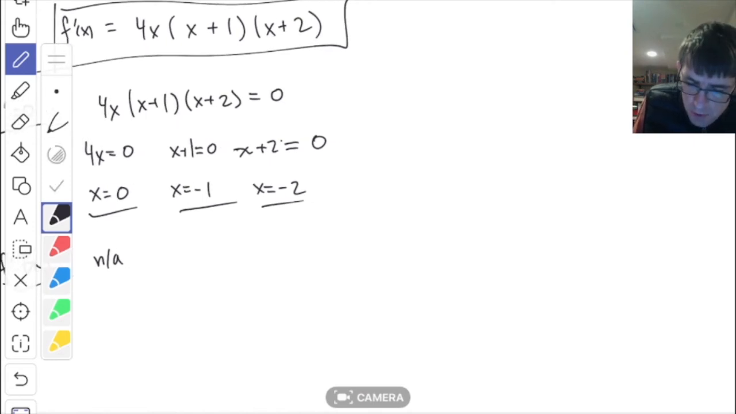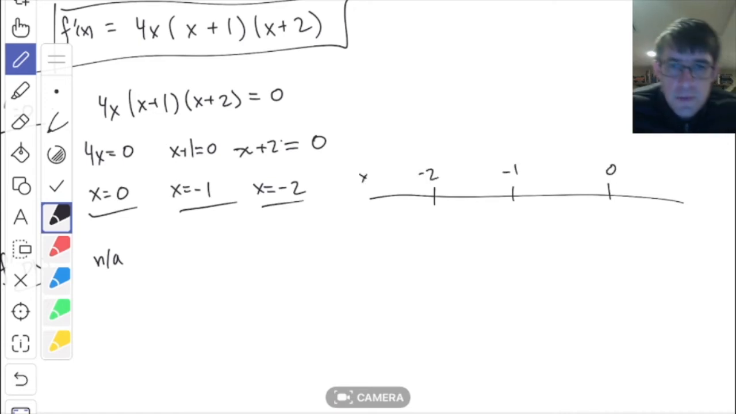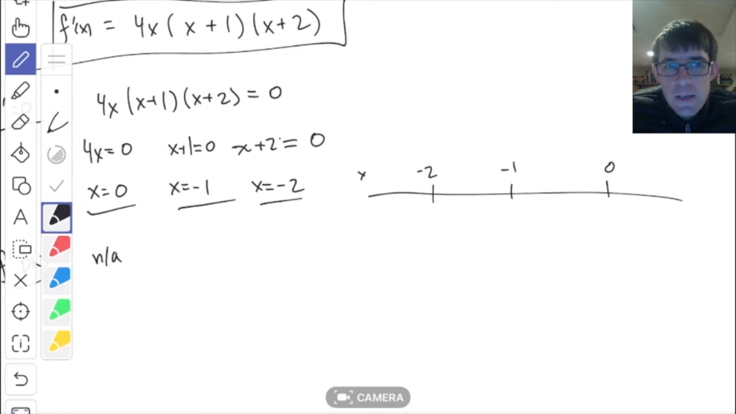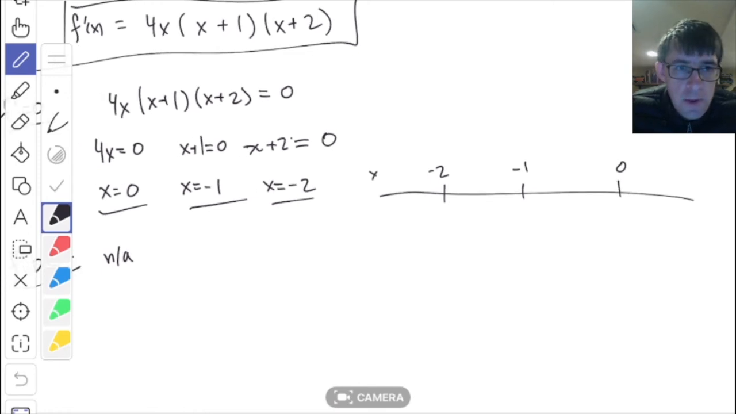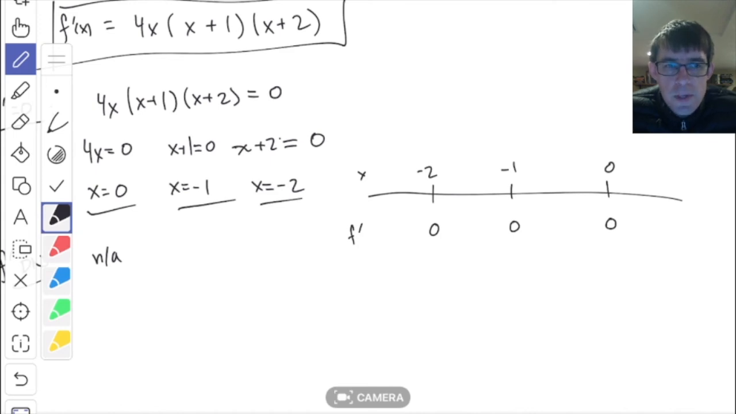I hope you remember the procedure. I'm going to make a chart involving my 3 critical numbers, and I'm going to write them in numerical order. They are -2, -1, and 0. So those are my x values. And then we're going to try to determine the signs of the derivative on this chart. So the derivative down here equals 0 at those 3 numbers, because they are the ones which we found when we set the derivative equal to 0. And then I need to figure out the signs in between those numbers.